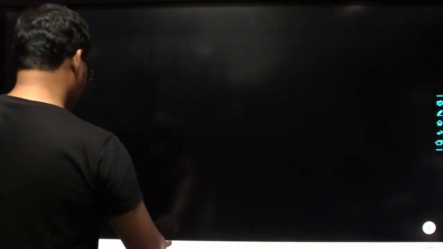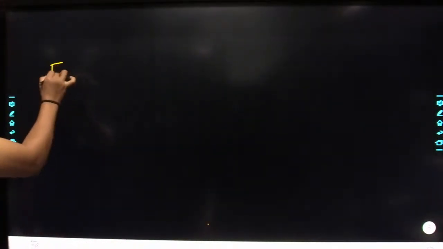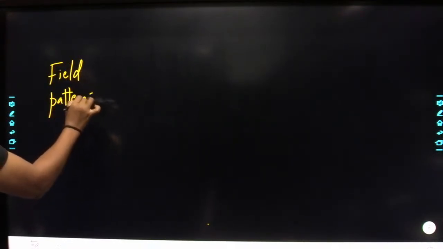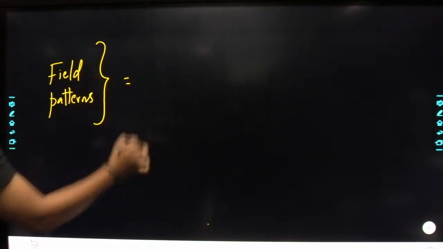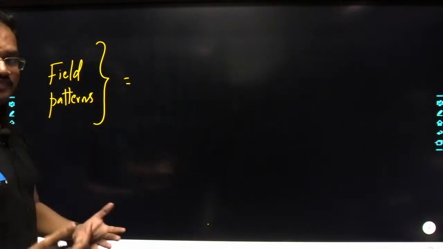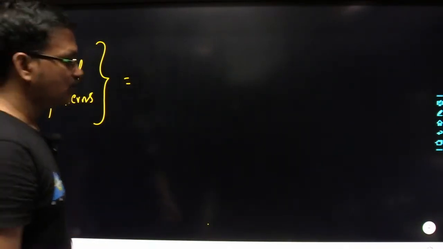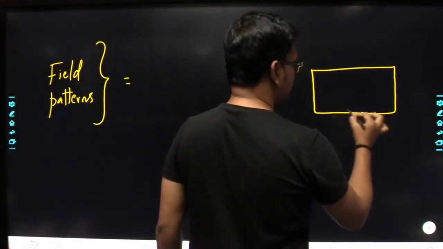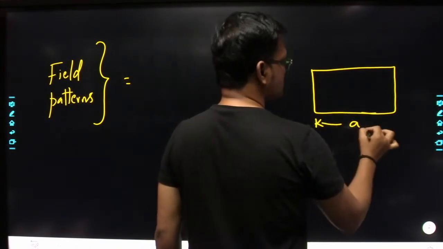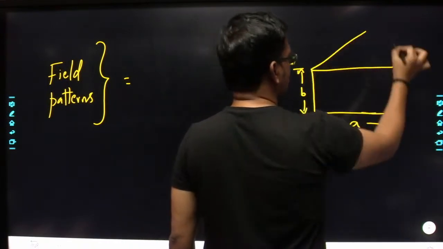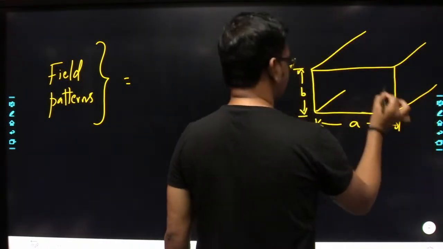So I will tell you a trick for how to write the field patterns inside the waveguide. Whatever the field may be, inside the waveguide, how can you represent that pattern? We know that we are having a rectangular waveguide here. I am considering a rectangular waveguide. This is the cross section of the waveguide. So this is a, the broader dimension, and this is b, the shorter dimension. So here you are having these four conducting plates like this.